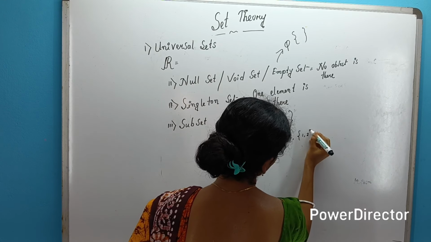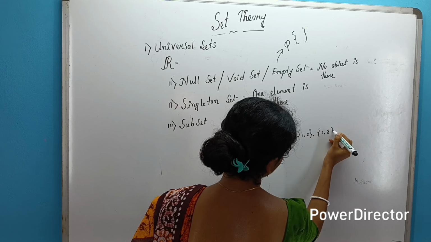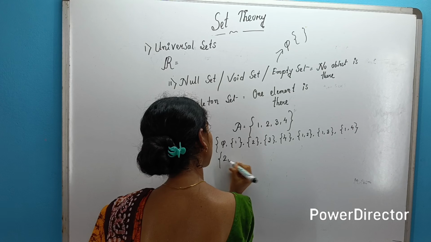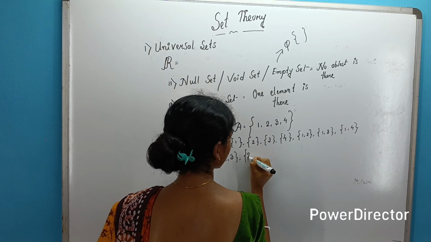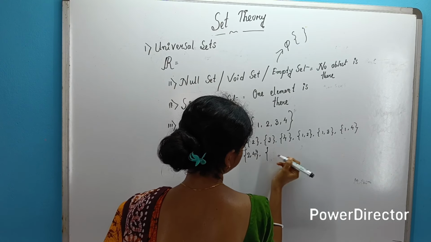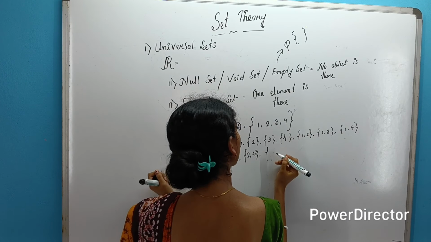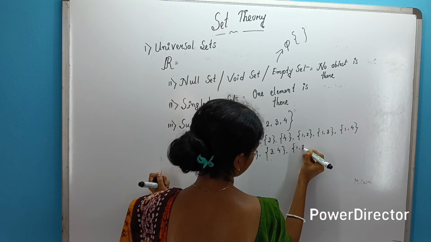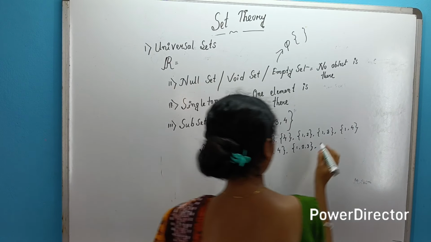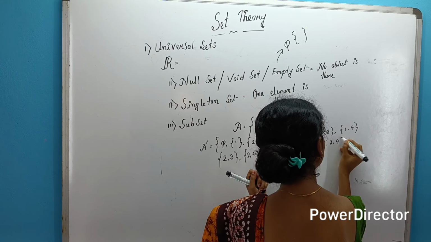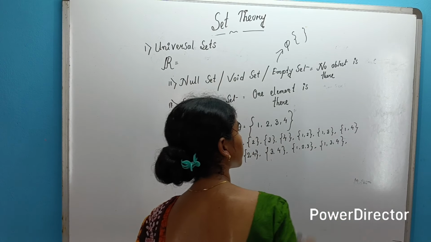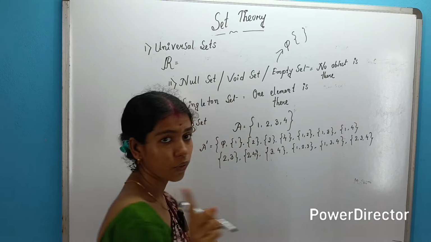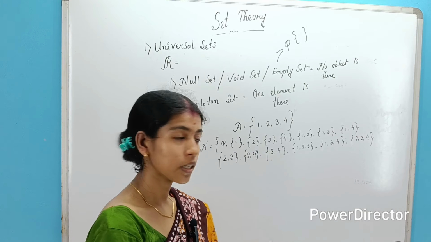Then {1, 2}, {1, 3}, in that way {1, 4}, {2, 3}, {2, 4}, {3, 4}. Then {1, 2, 3}, {1, 2, 4}, {1, 3, 4}, {2, 3, 4}. So there is one formula for determining the number of subsets of any set.